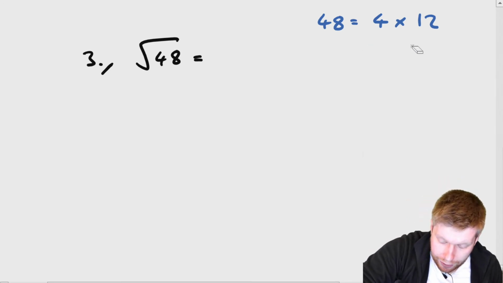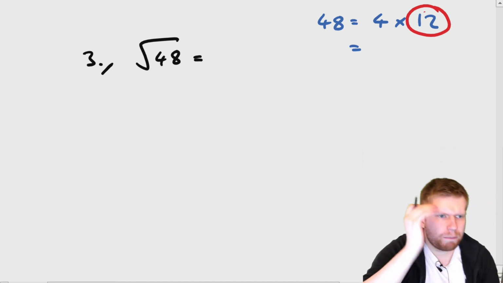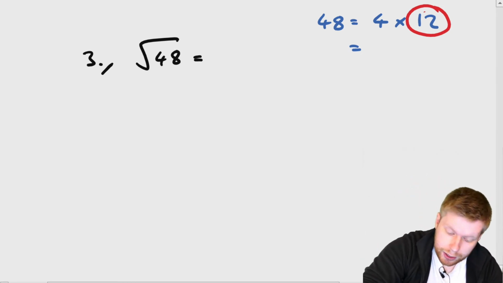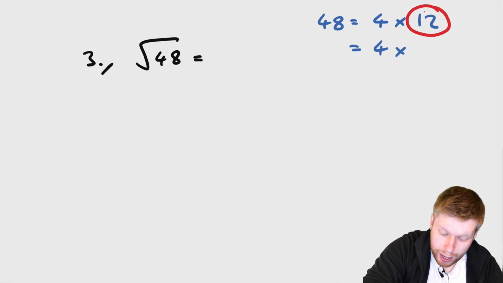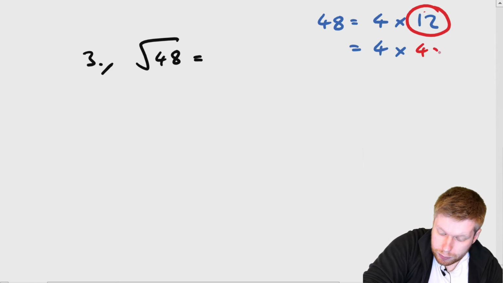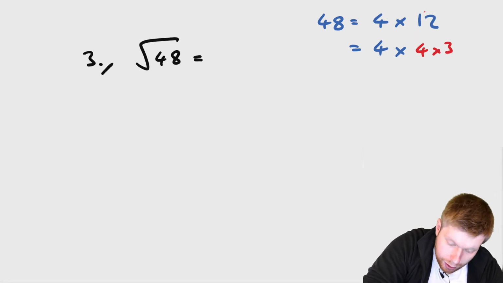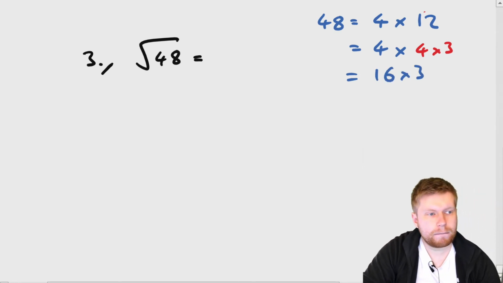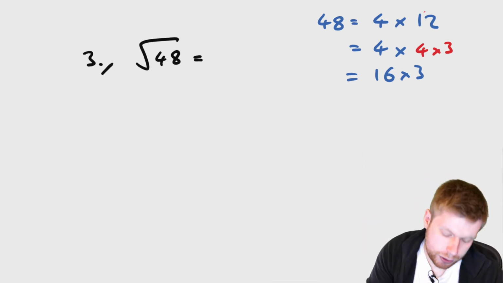And if you couldn't see that directly, then you could have a look at that 12 and say, I can think of a square number multiplied by another number which gives me 12. We've already done it. So I could write that if I wanted to as 4 multiplied by, and then I break the 12 down into 4 times 3 again. Okay, that's another square number hiding in there. And then I could say, okay, 4 times 4 is 16, times 3. Okay? So that would also work. So that's the one I'm going to go for. Always try and look for the highest square number if you can.